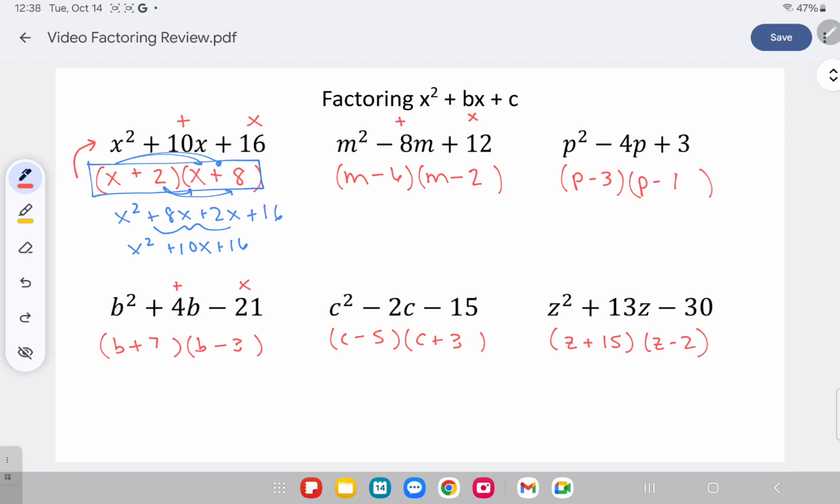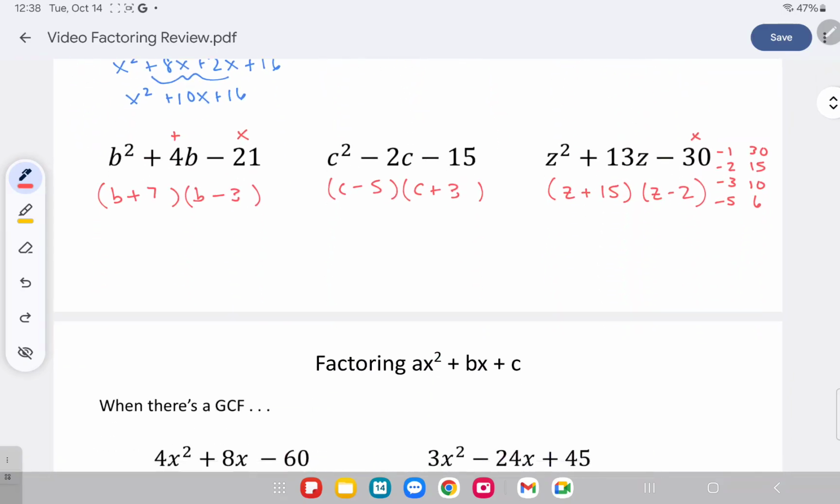This one is a little trickier. But if you ever get stuck, just start making a list of numbers that multiply to get that last constant. So the numbers that multiply to get 30 are 1 and 30, 2 and 15, 3 and 10, 4 and nothing, 5 and 6. And then just keep going like that. We know one needs to be positive and one needs to be negative, so just try. Takes some trial and error, but you'll always get to the answer if you just start at the beginning and go from there.